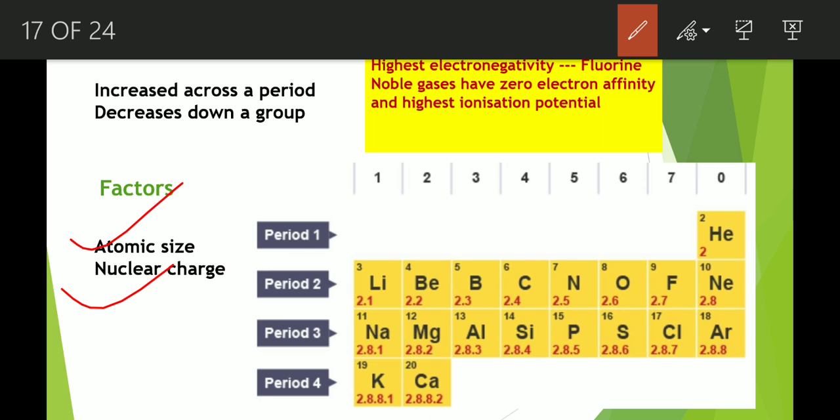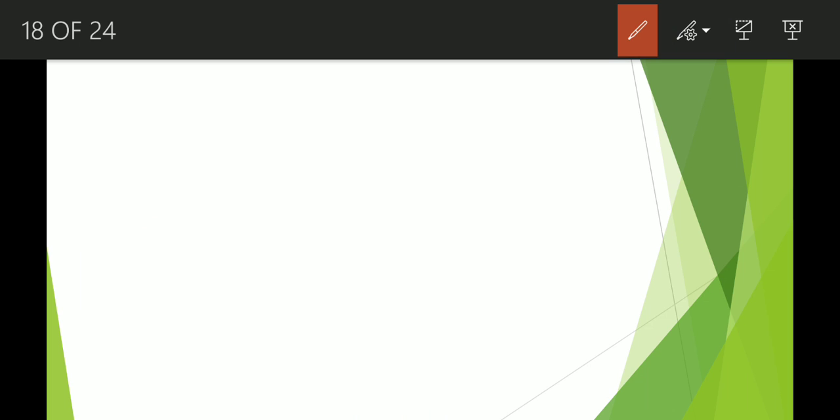As I have told you earlier, atomic size decreases across the period, right? Just a few minutes ago I told you that when we go left to right in a periodic table, atomic size decreases. Now, in my previous video, I told you what is ionization potential.